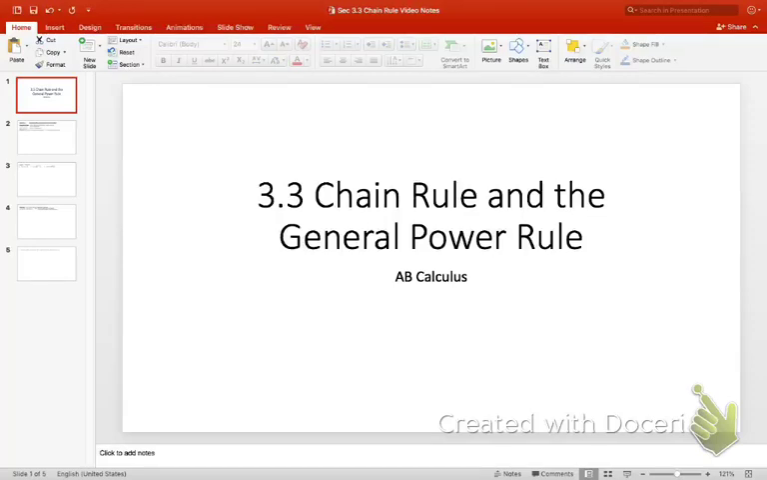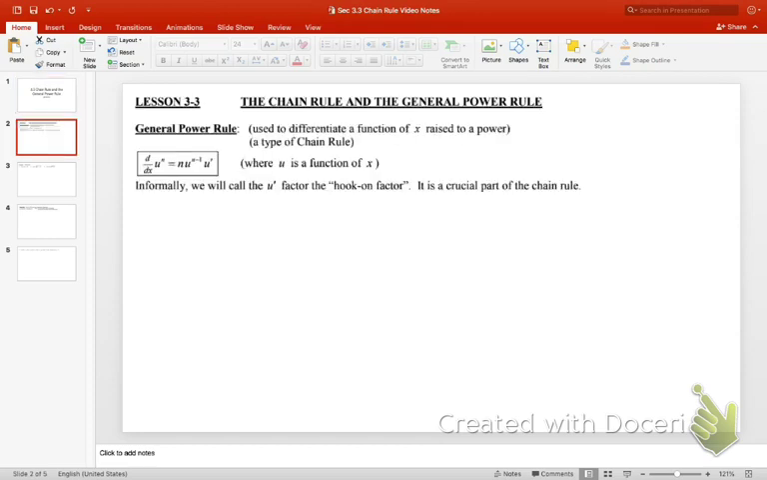Okay guys, today we are going to talk about section 3.3, the chain rule and the general power rule. We talked about this in class, but I just want to put a video out so that you can rewatch this if you need a little more help on it.